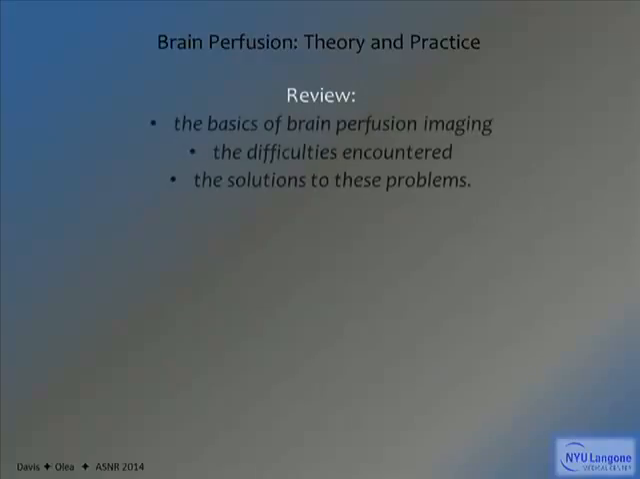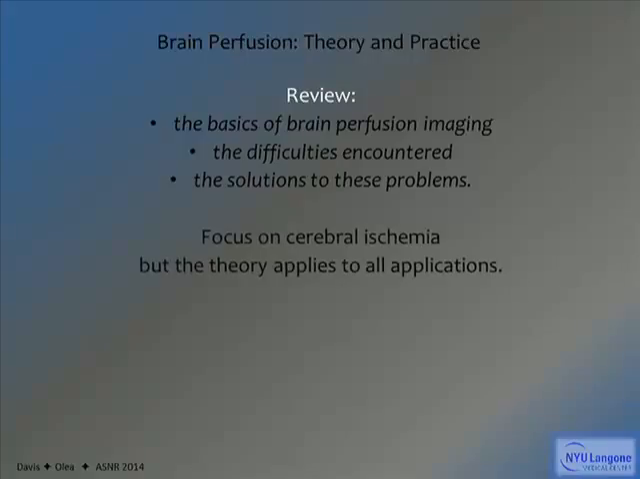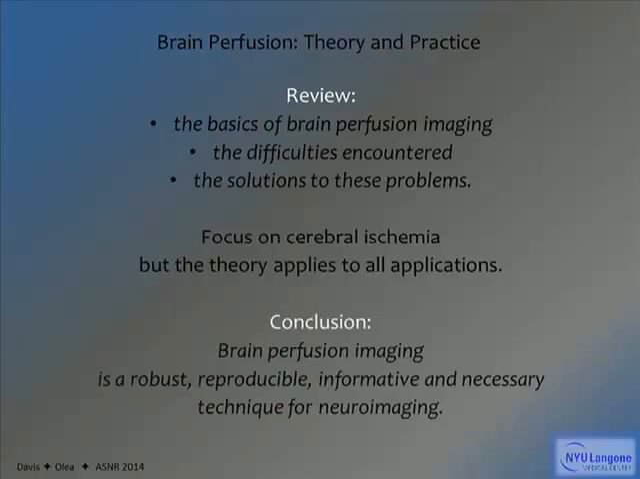So in the next 30 minutes, we're going to review the basics of brain perfusion imaging, what the difficulties are, and what the possible solutions to this problem are. We're going to focus on cerebral ischemia because that's what I do for a living, but this theory is still applicable to brain tumors and all other applications of perfusion imaging. And what I'm hoping, not to spoil the lecture, is that by the end of this lecture, you come to the feeling that brain perfusion imaging is a robust, reproducible, informative, and necessary technique for neuroimaging.